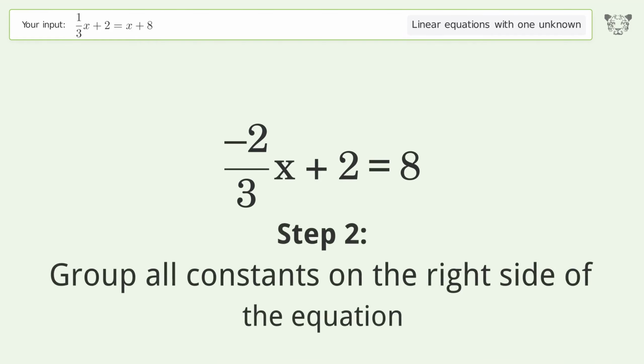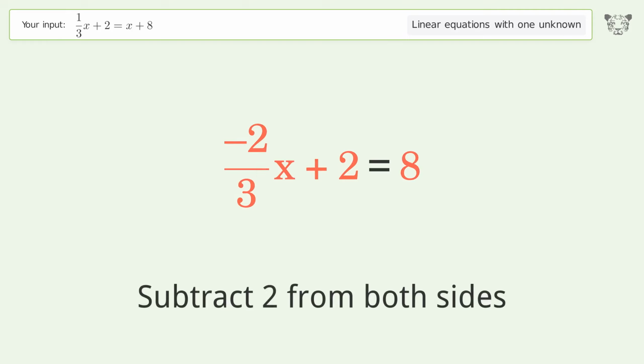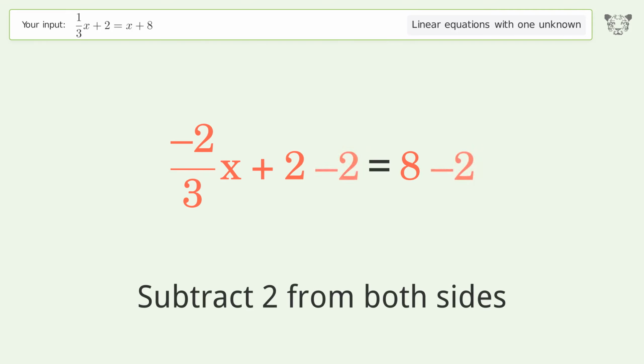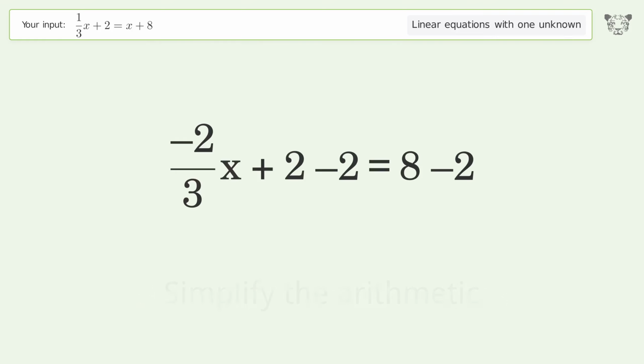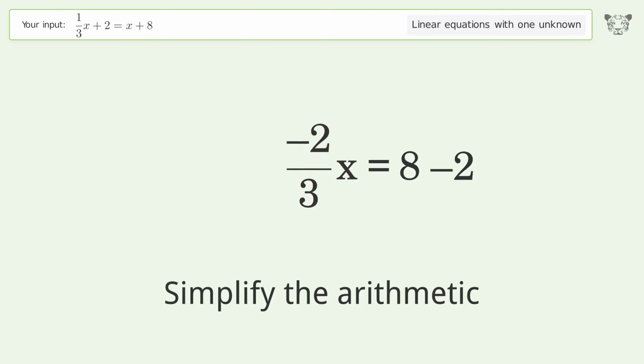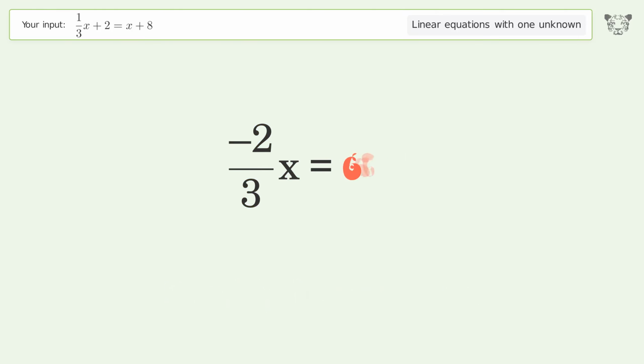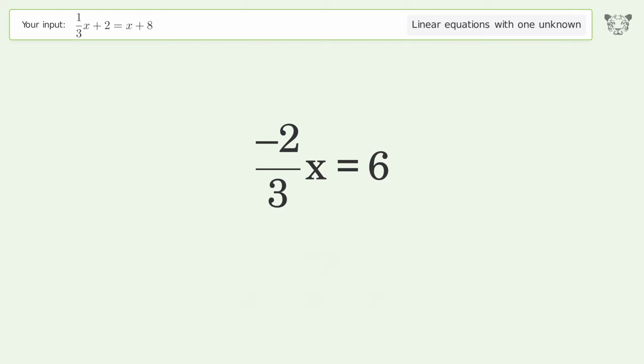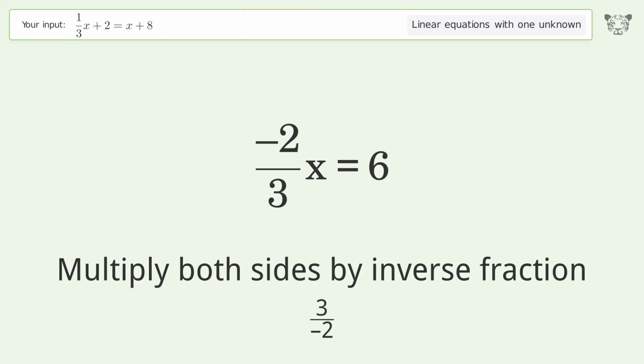Group all constants on the right side of the equation. Subtract 2 from both sides. Simplify the arithmetic. Isolate the x. Multiply both sides by inverse fraction 3 over -2.